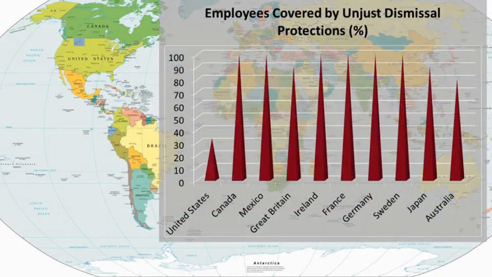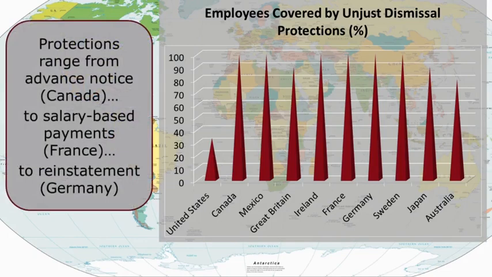Here's a chart that I put together to try to underscore this further. You can see in Canada, Great Britain, Germany, nearly 100% of employees are estimated to be covered by unjust dismissal protections, whereas the United States is significantly lower. Now, the nature of these protections might vary.